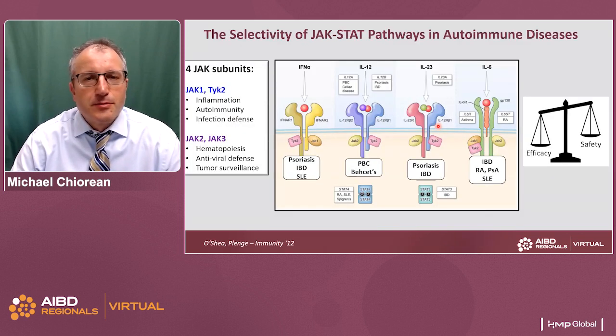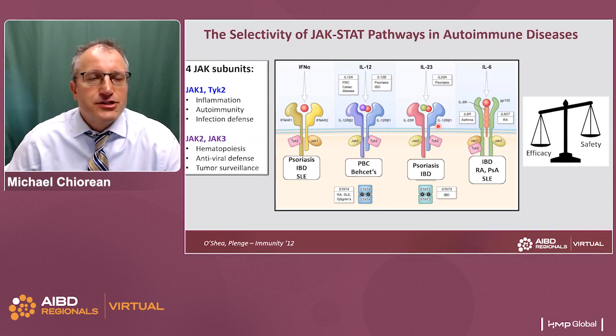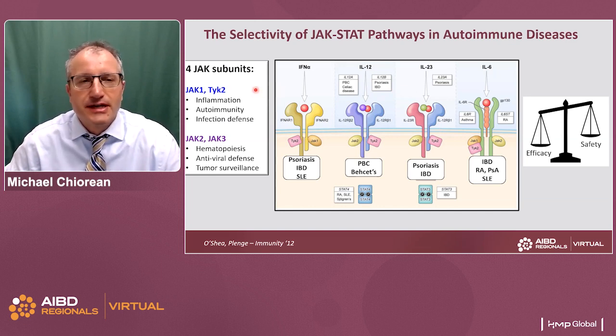Selectivity is another very important feature of JAK inhibitors. There are 4 JAK subunits named JAK1, JAK2, JAK3, and TYK2. And as you can see, JAK1 and TYK2 are more important for inflammation and autoimmunity. And JAK2 and JAK3 are a little more important for hematopoiesis, antiviral defense, and tumor surveillance.